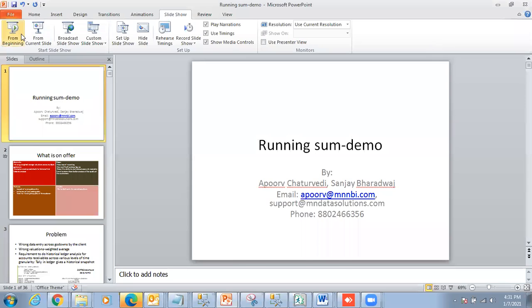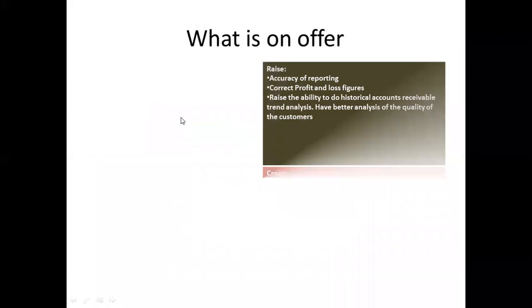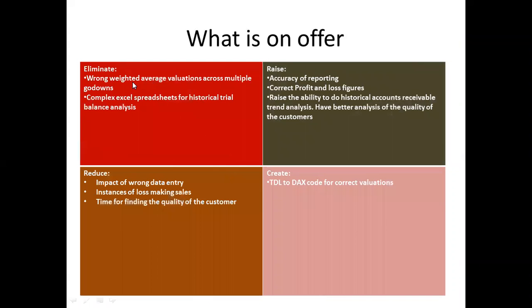Hello, everybody, and welcome to our demo on the running sum. So what is on offer in this particular demo? Well, sometimes in Tally, you get a wrong weighted average number across multiple godowns due to wrong, false data entry. That's why, if you get junk input, then you get junk output. So basically, we look to eliminate that.